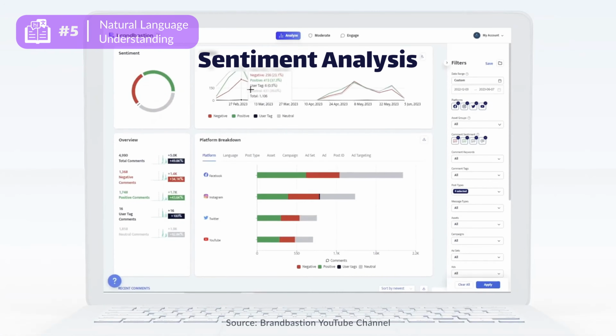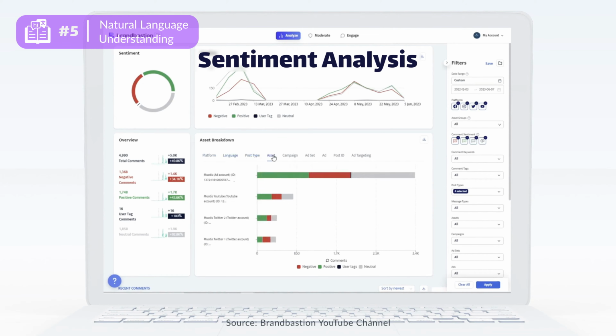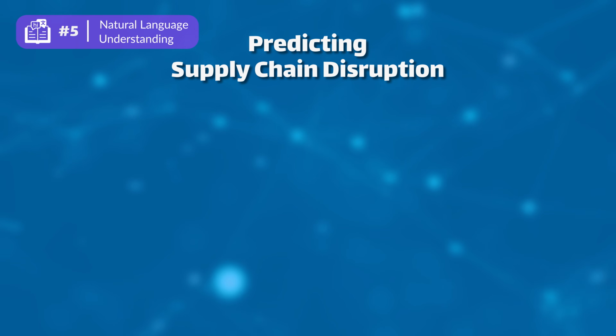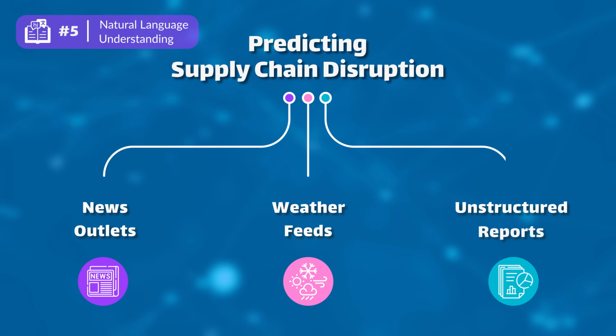For sentiment analysis, AI can analyze social media posts and news articles to gauge customer sentiment around companies, products, or services. It can also predict supply chain disruptions by mining data sources like news outlets, weather feeds, and unstructured reports, detecting potential impacts on various nodes in the network.